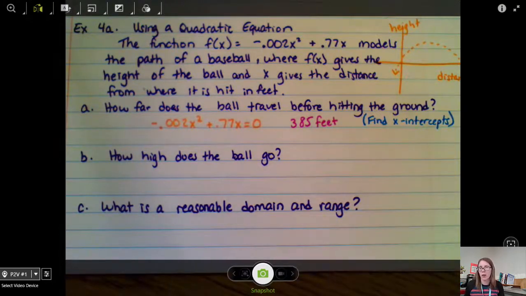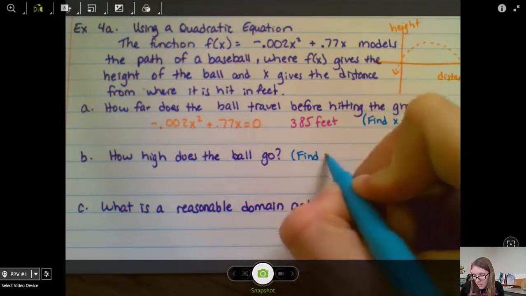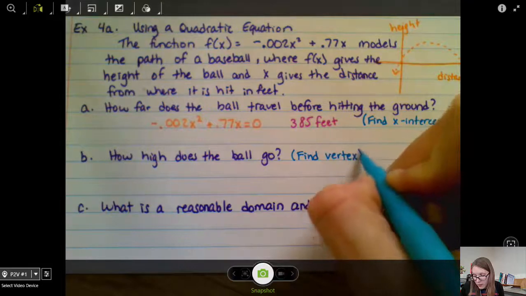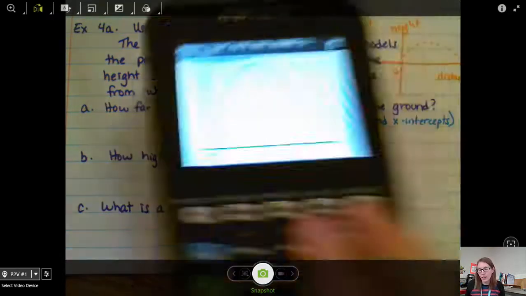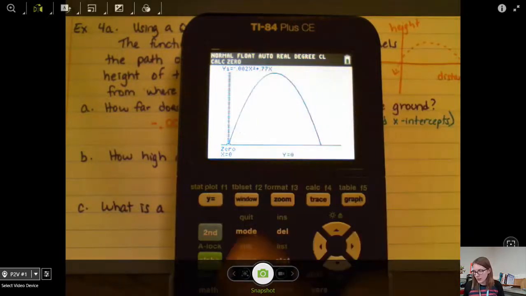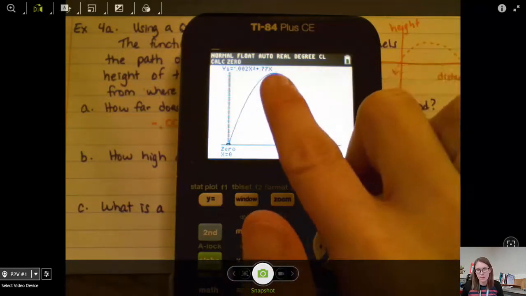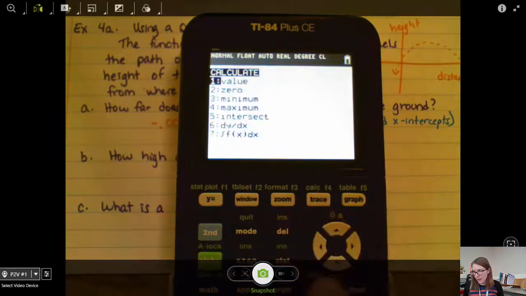Okay, how high does the ball go? Well, the highest the ball goes, that sounds like a vertex to me. Let's find our vertex. And if you wanted to, this equation is in standard form. You could definitely use negative b over 2a to find that vertex, or we already have the graph here. We can use our graph as well. So to find our vertex, is this a maximum or a minimum? Well, this is the highest point, so this is a maximum. We go to second calc, maximum.